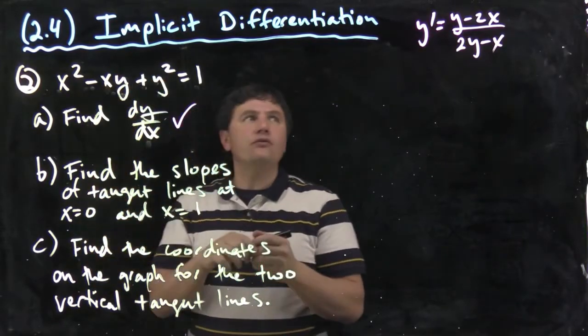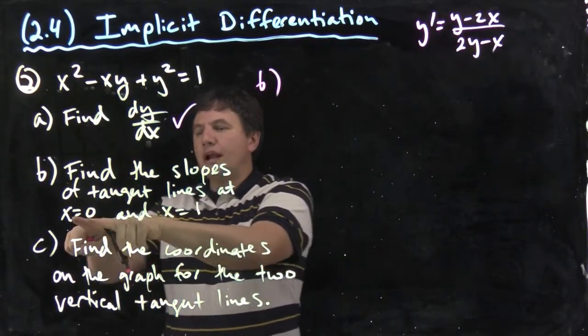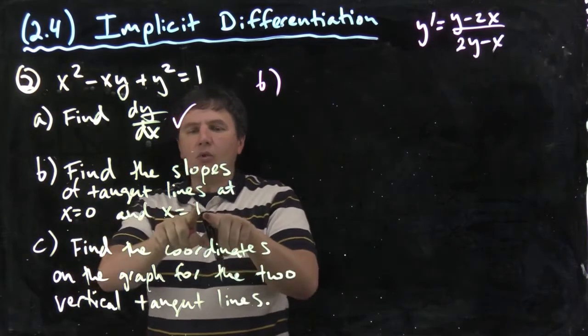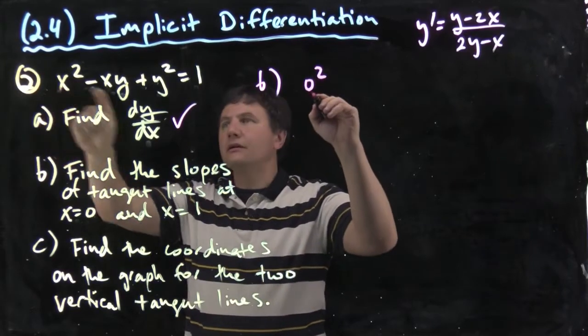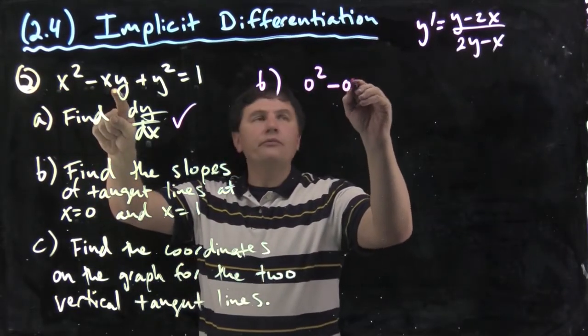So what we're going to need to do for part B is, first of all, find the y that goes with 0 and the y that goes with 1. So start off with 0. Everywhere I see an x, I'll plug in 0.